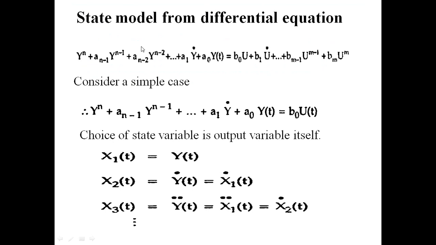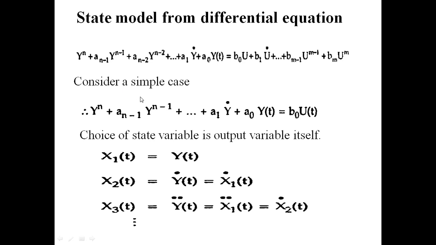Okay, so in order to get a state model from a differential equation, first I'll use a standard differential equation as y power n. This is the nth derivative. We can rewrite it as d y power n divided by dt power n plus a n minus 1 y power n minus 1 plus a n minus 2 y power n minus 2 plus till a1 y dash plus a naught y of t, which is equal to b naught u plus b1 u dash plus till bm minus 1 u power m minus 1 plus bm u power m. So let's see how to find the state model from this differential equation.